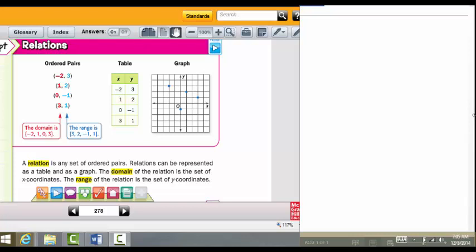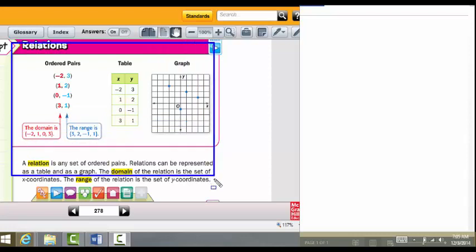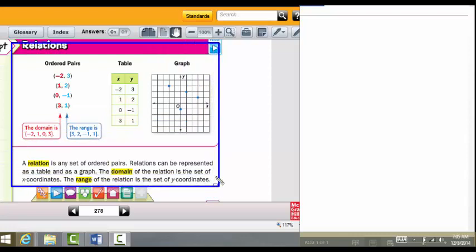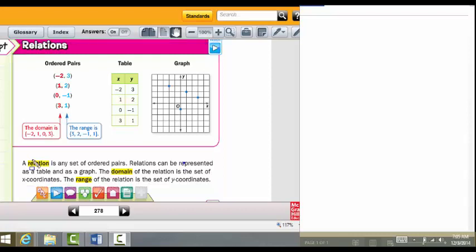Okay, welcome to Lesson 2, Chapter 4. Lesson 2 is about relations. Relations is a new word, so I want you first of all to put this on your gold sheet. Please do so right away. The key thing to remember is that a relation is any set of ordered pairs.